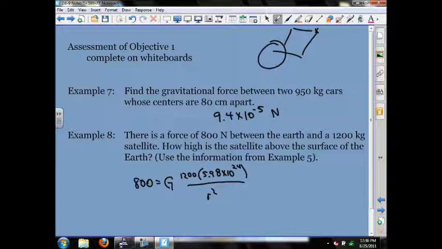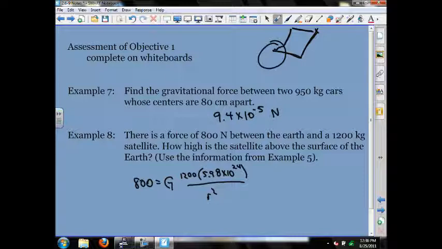R is going to be the distance to the center of the Earth, which is going to be from here to there. And the question asks, how high above Earth's surface is it? Which means we want this distance here. So if we have this, we want this, we can subtract out that radius of the Earth, and that should give you your answer.